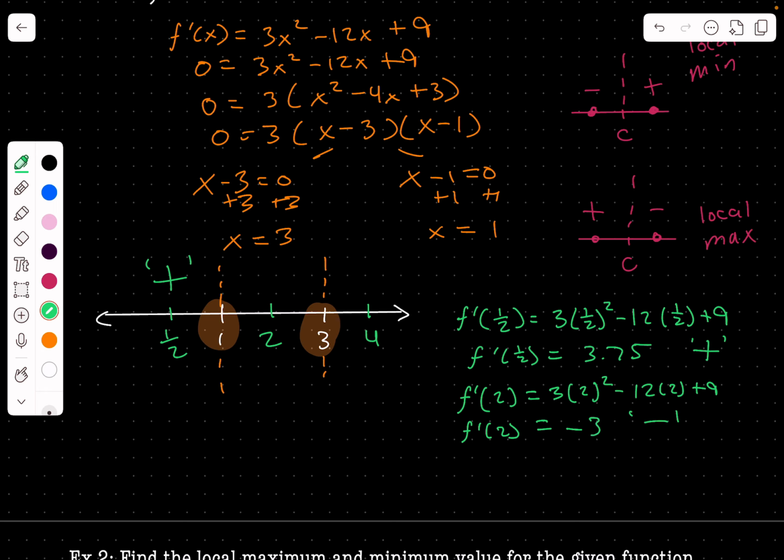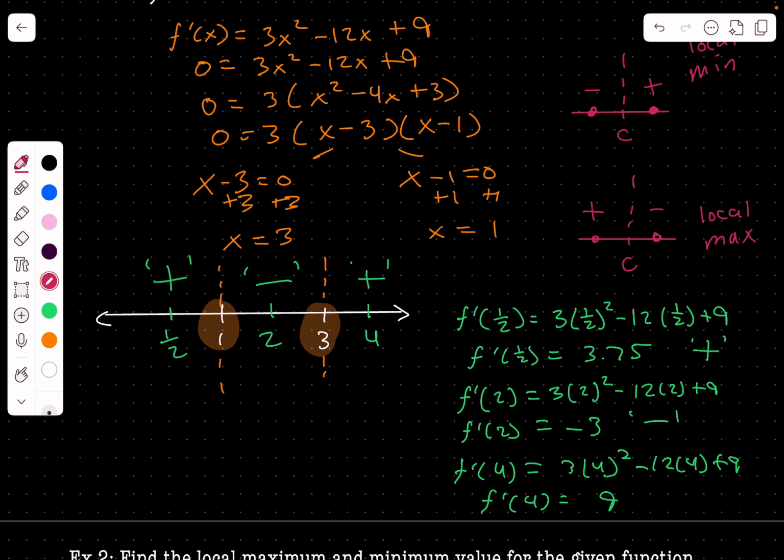So this is negative, so in the middle we're going to put a negative symbol. And then we have f prime of 4 equals 3 times 4 squared minus 12 times 4 plus 9, and that is going to spit out a positive 9.